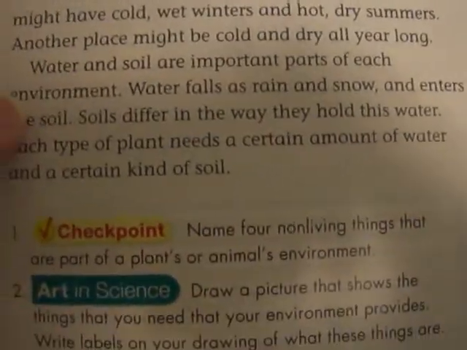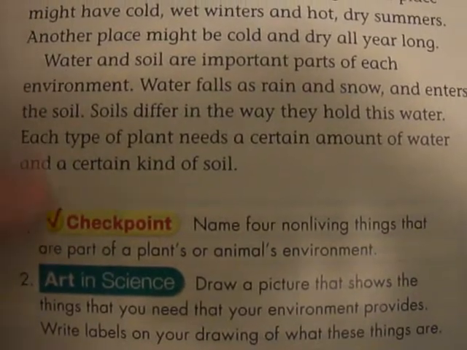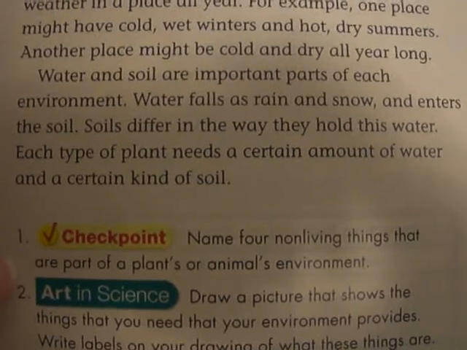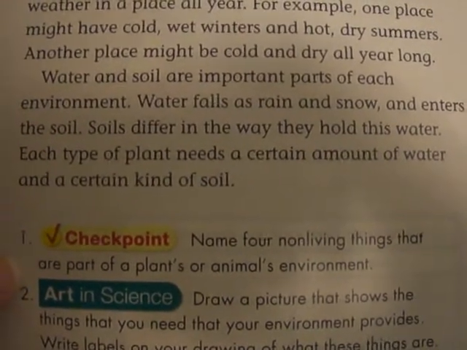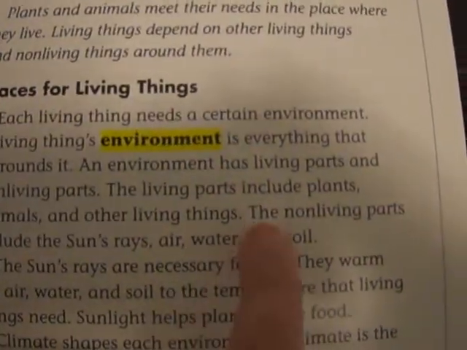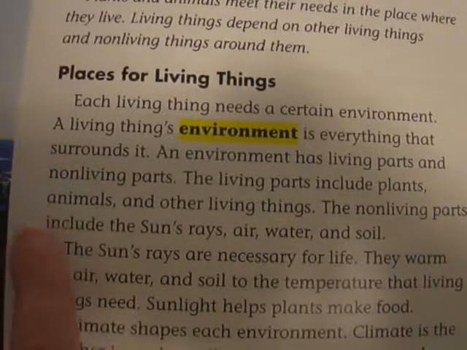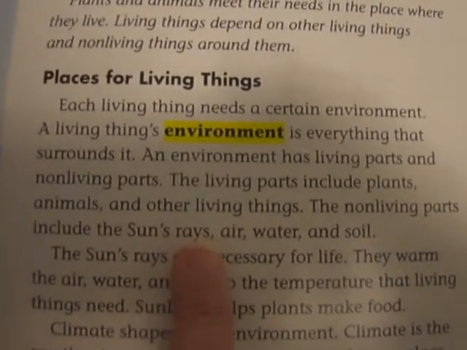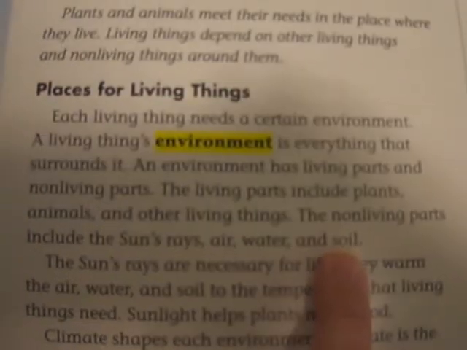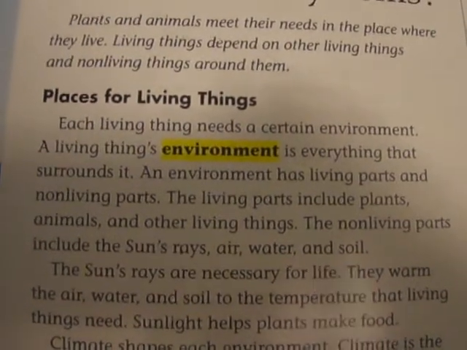And here's our checkpoint question we'll talk about in class. Name 4 non-living things that are a part of a plant's or animal's environment. And I think if we look up here, we can see what we just read a moment ago. The non-living parts include the sun's rays, air, water, and soil. So those are the non-living parts of an ecosystem.